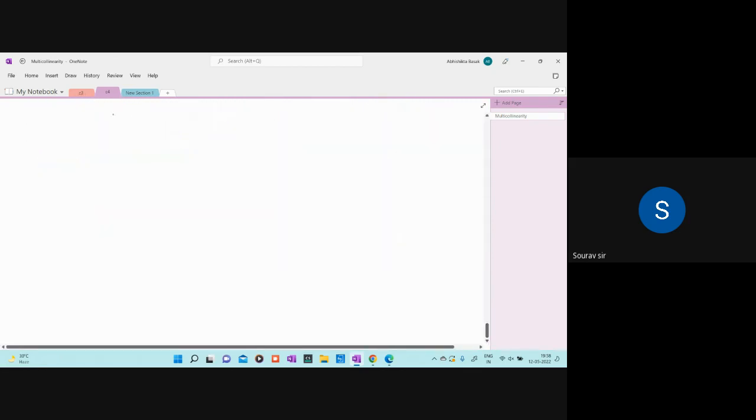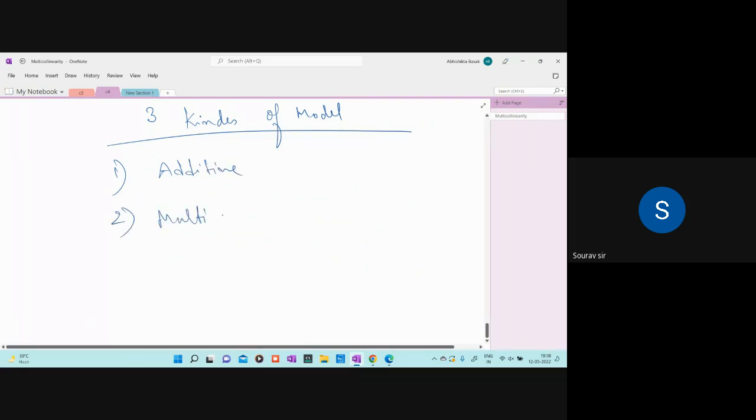We have basically 3 kinds of models. One is the additive, two is the multiplicative, and three is the mixed type, that is a combination of 1 and 2.